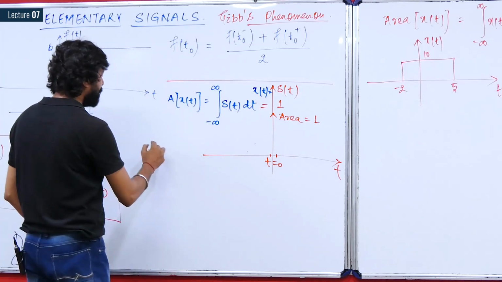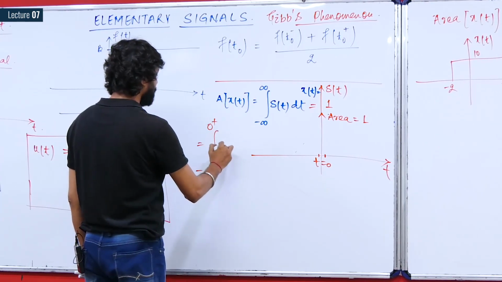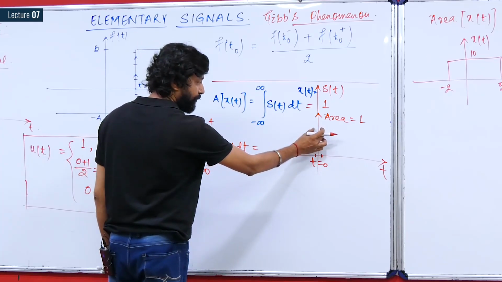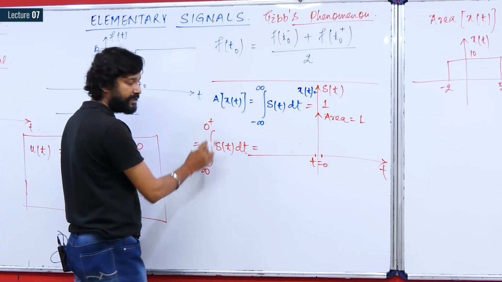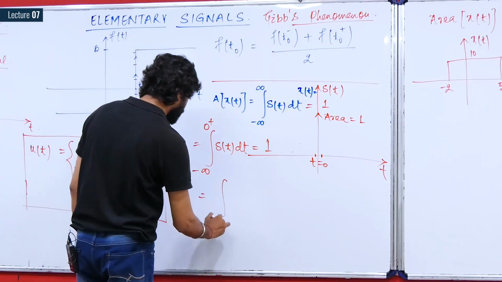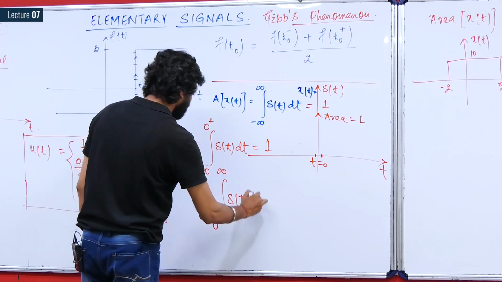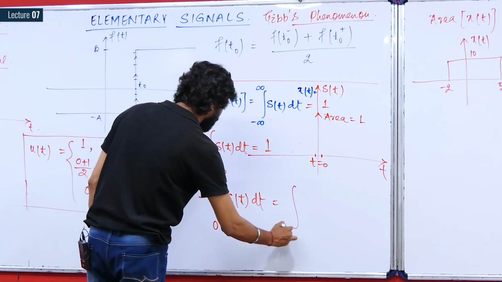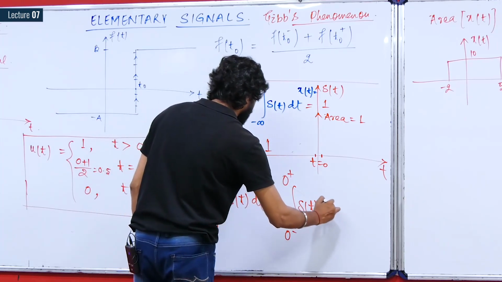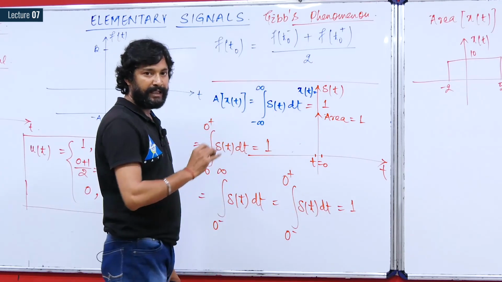That is, if you are going to take integration from minus infinity to 0 plus of δ(t) dt, then again it will be equal to the area, and as this whole signal will be included in between these limits, the area will again be equal to 1. Or you can say integration from 0 minus to infinity of δ(t) dt is again equal to 1, or you can say 0 minus to 0 plus of δ(t) dt, again it is going to be 1, as in all of these limits this whole signal is going to be involved.